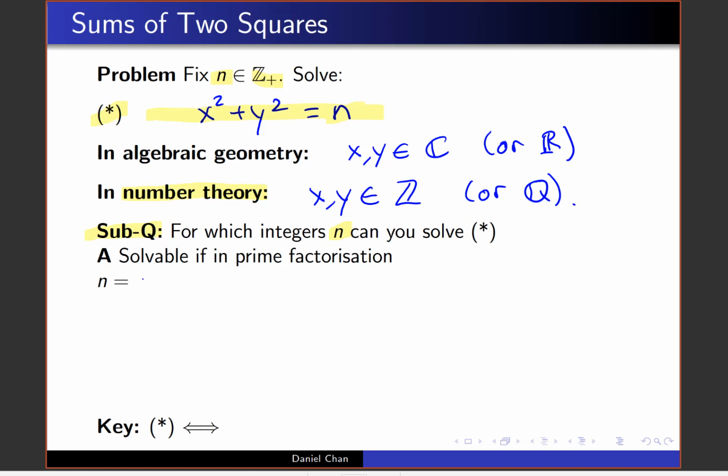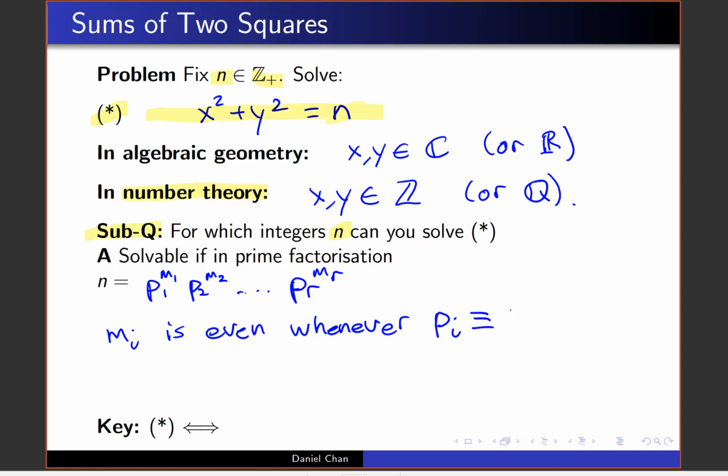So let's prime factorize this n. So n is equal to, say, p1 to the m1, p2 to the m2, times all the way down to pr to the mr. This is solvable precisely when the following happens: mi is even whenever pi is congruent to 3 modulo 4.